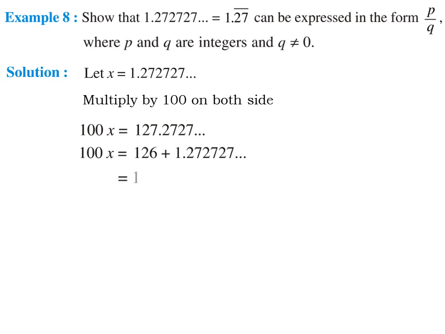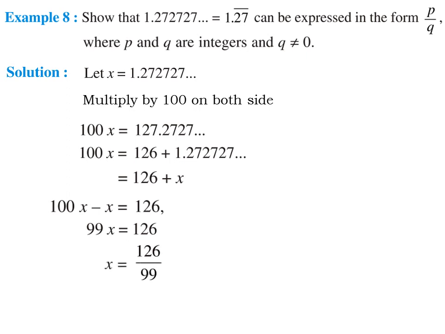So I can write it is 126 plus x. Now again, taking x towards the left hand side, I will get 100x minus x equals 126. So 99x equals 126. Now I will get x equals 126 divided by 99. Again, we have to remember that P by Q should be in its simplest form, not any factor other than 1 of P and Q should exist.